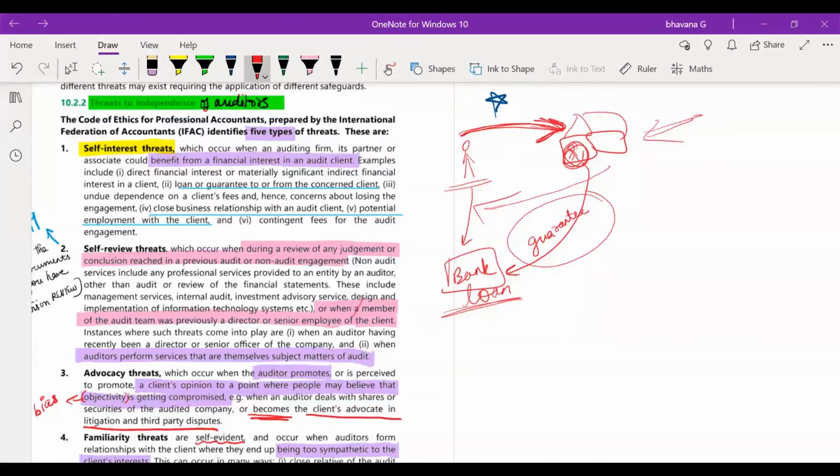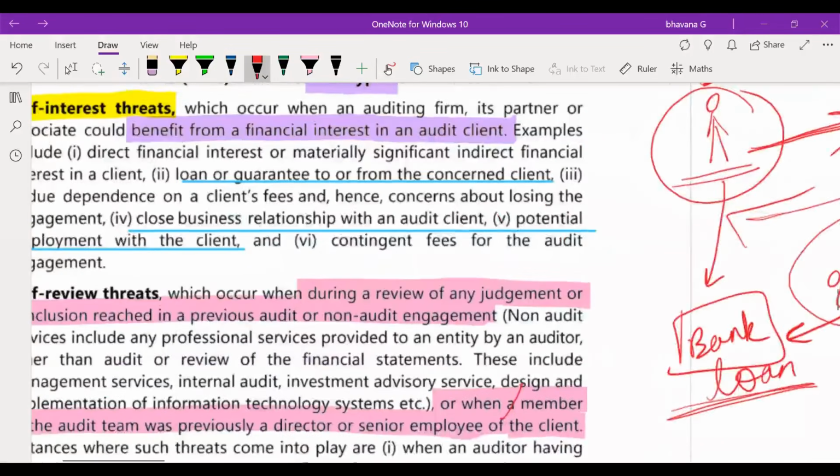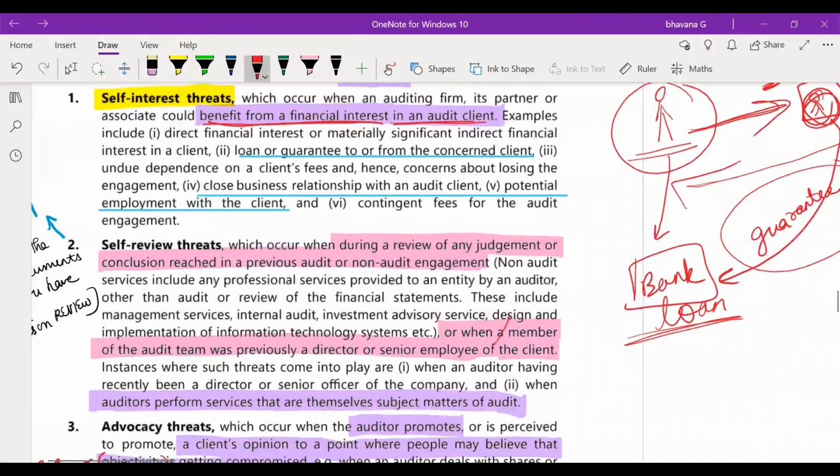Okay, so now what might happen is I might have a potential employment opportunity in the firm in the future. Now if I say something wrong about that firm, they will not employ me in the future. So like this, many kinds of self-interest threats might be there. What is a self-interest threat? Benefit from a financial interest in an audit client. So this will affect the independence of the auditor.